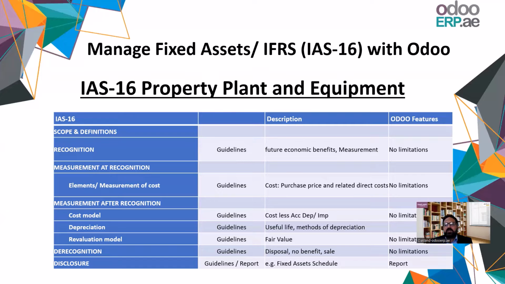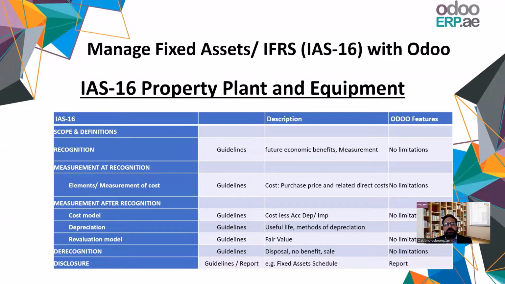In the cost model, we also find the guidelines about depreciation, the useful life, and the methods of depreciation. For example, the straight line method, the diminishing balance method, and the units of production method. So there are different methods described in IAS-16. Then we have the section on the revaluation model. We find the guidelines on the revaluation of assets based on fair value.